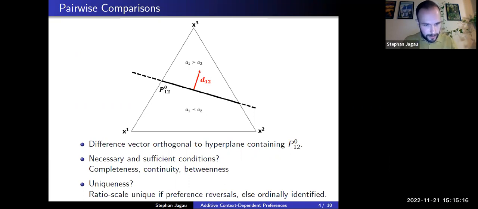And now what's interesting is in a lot of cases, we already get something that's ratio scale unique. So we can only choose the unit of measurement, and we're done in terms of those utility differences between 1 and 2. And that happens as soon as we have preference reversals at any point inside the belief simplex. Otherwise, stuff is only going to be ordinally identified. So the direction of each local comparison is going to be identified.